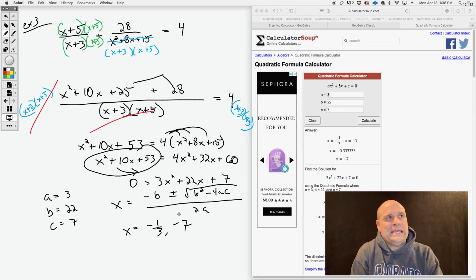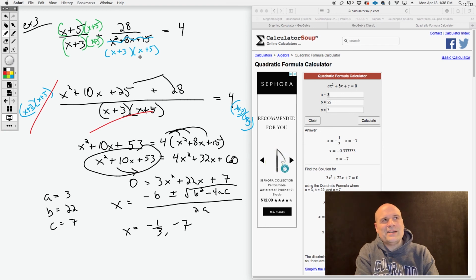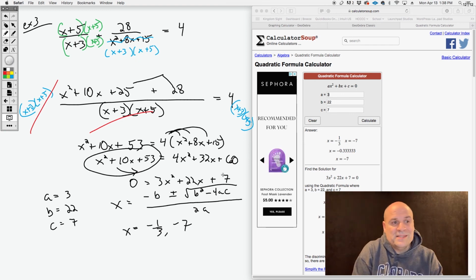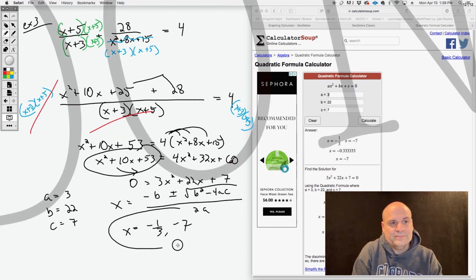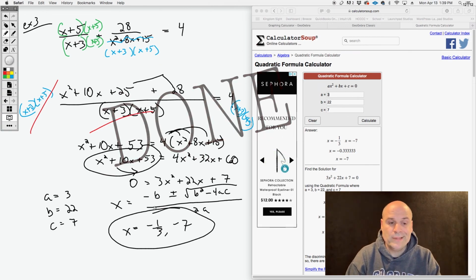If I plug in either of these into my denominators, it's not going to mess anything up. So these are my solutions. Boom. That's not too bad. Okay, example 4 is kind of, you can calculate distance, rate, and time this way. It's kind of a fun little application if you're into that sort of thing.